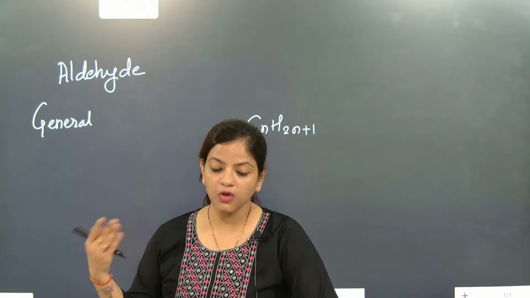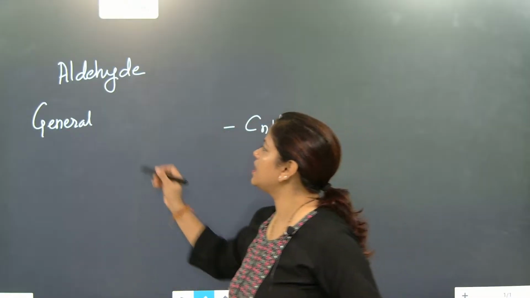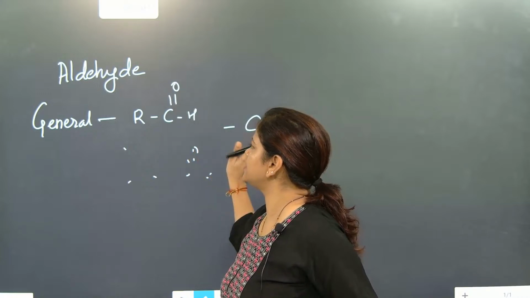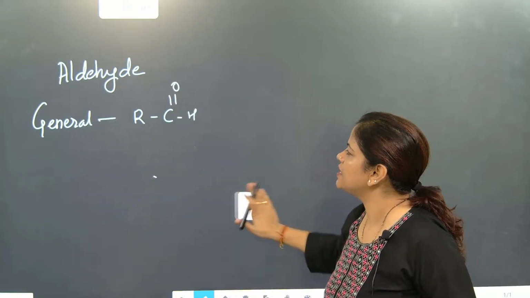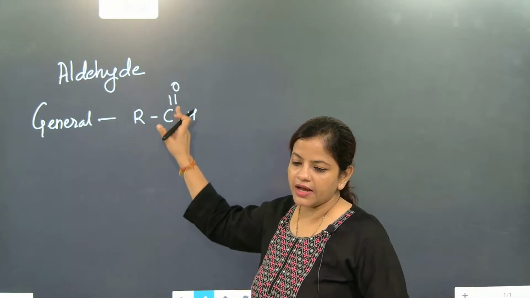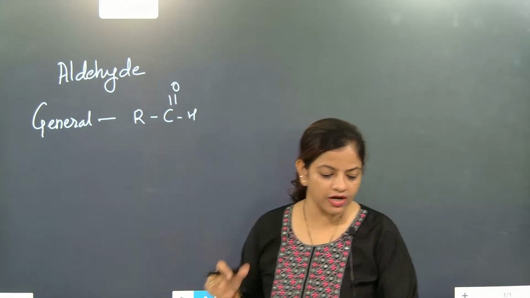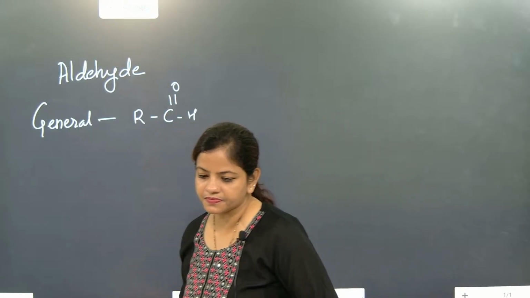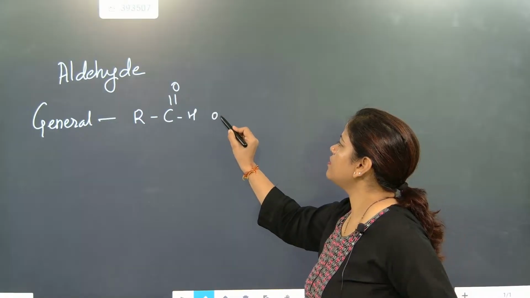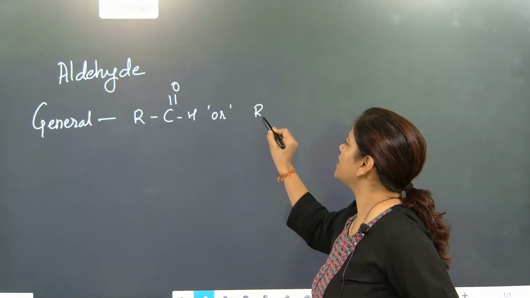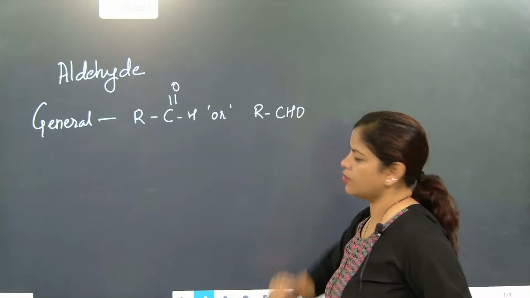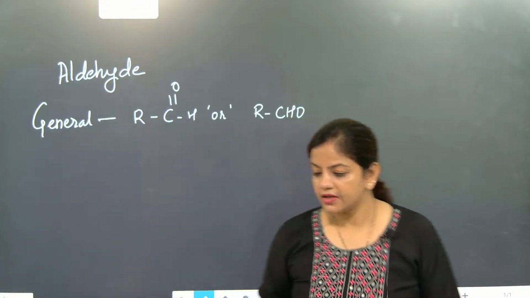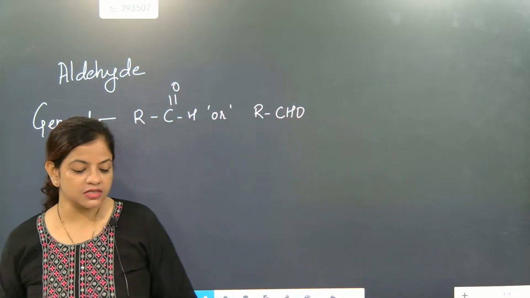When we are talking about aldehyde, the general formula is R-CHO. So the general formula is RCHO. This is exactly considered as aldehyde.